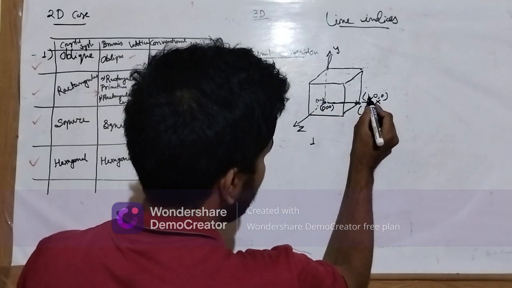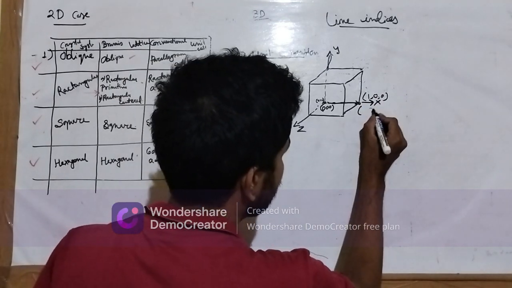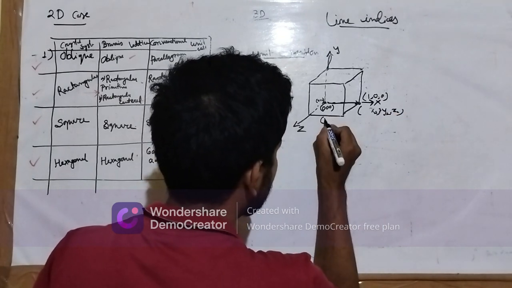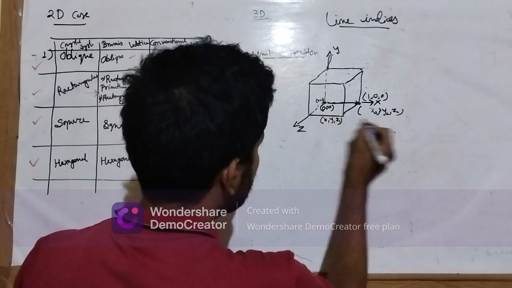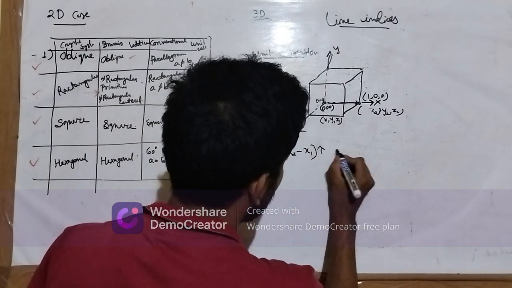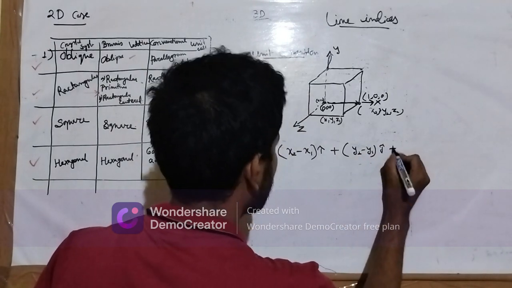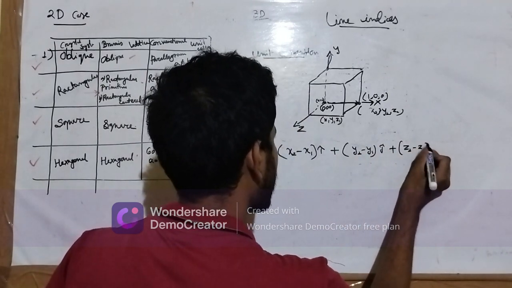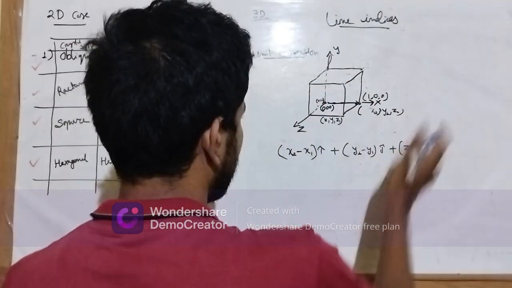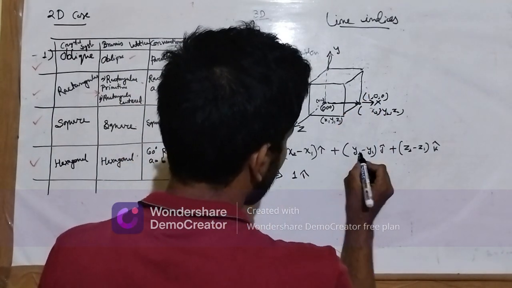So what will be your initial point? Let's say this is x2, y2, z2, and this is x1, y1, z1. Subtract: x2 minus x1 i cap plus y2 minus y1 j cap plus z2 minus z1 k cap. This will be the actual equation of the line. So what will it be in this case? 1 minus 0, 1 i cap, and all other terms will be 0.